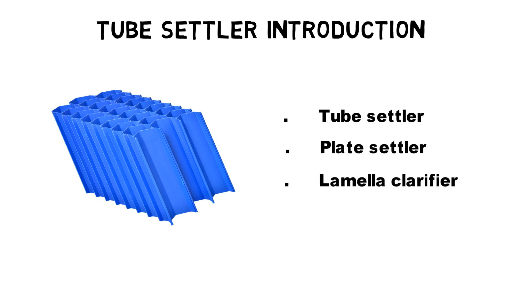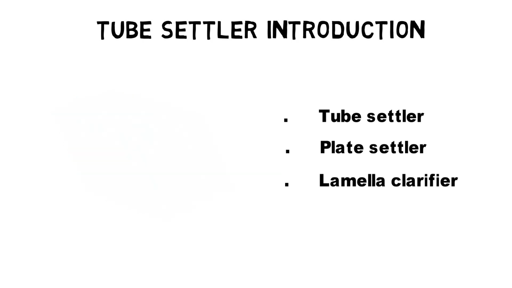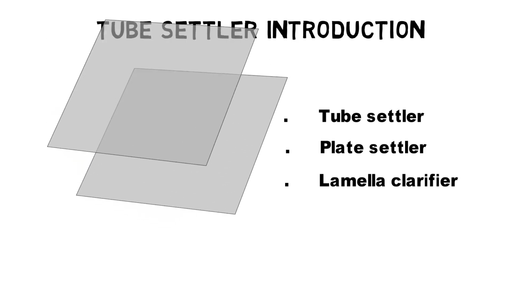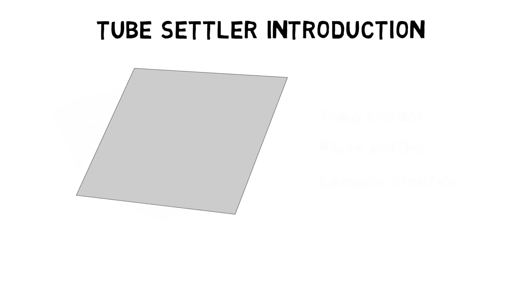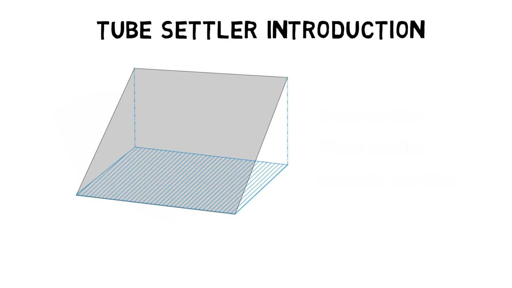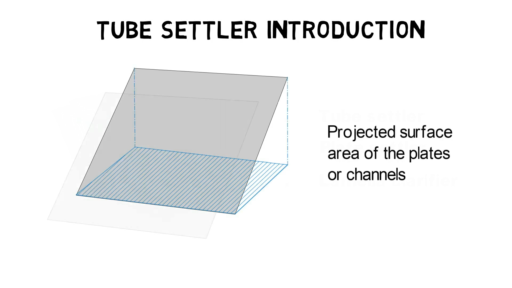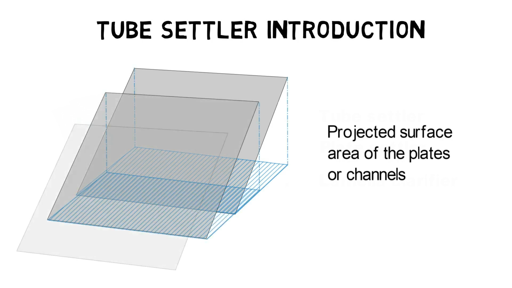Tube settlers are used to increase settling performance within a sedimentation basin. Tube settlers consist of inclined plates or channels that provide a settling surface area for particles in wastewater and drinking water. The total settling area is the sum of the projected area in horizontal direction multiplied with the total amount of plates or channels.